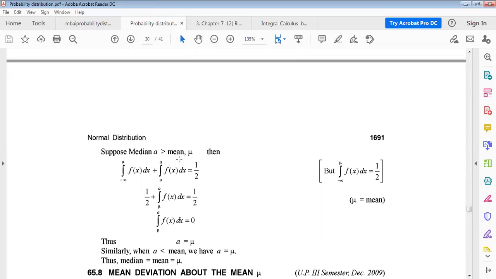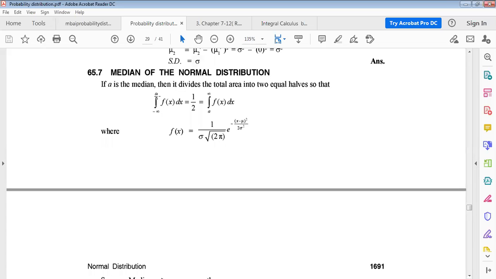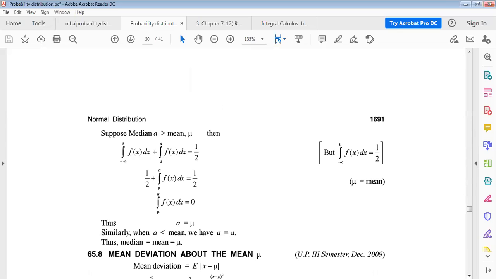Suppose the median A is greater than the mean mu. Let us consider median A greater than mean mu. That means we can write the integral from minus infinity to mu of f of x dx plus the integral from mu to A of f of x dx equals what? Half. Because the integral from minus infinity to mu of f of x dx is only half, but we have considered the median greater than the mean, so we take minus infinity to mu plus mu to A, which is minus infinity to A, the median formula. This equals half, and the integral from minus infinity to mu is half, so the remaining integral from mu to A equals 0. Thus A equals mu.